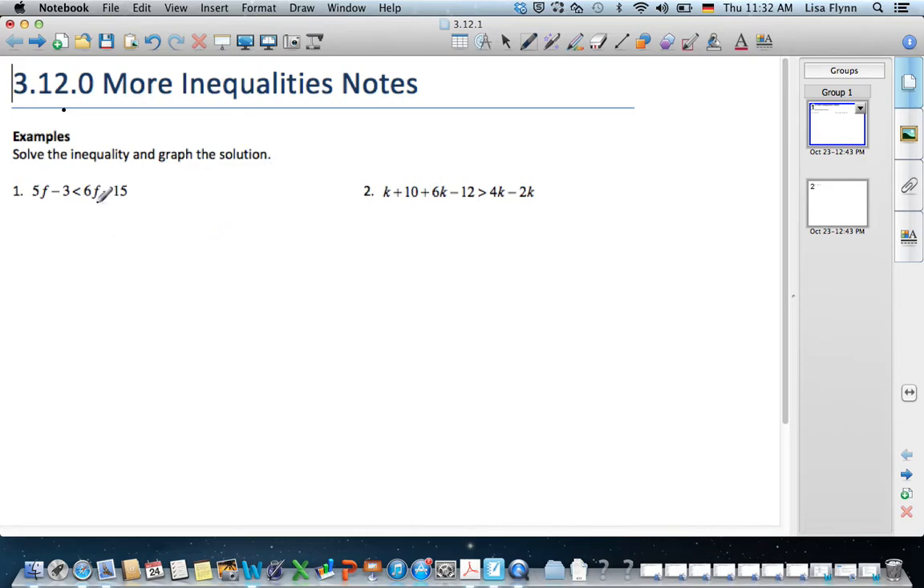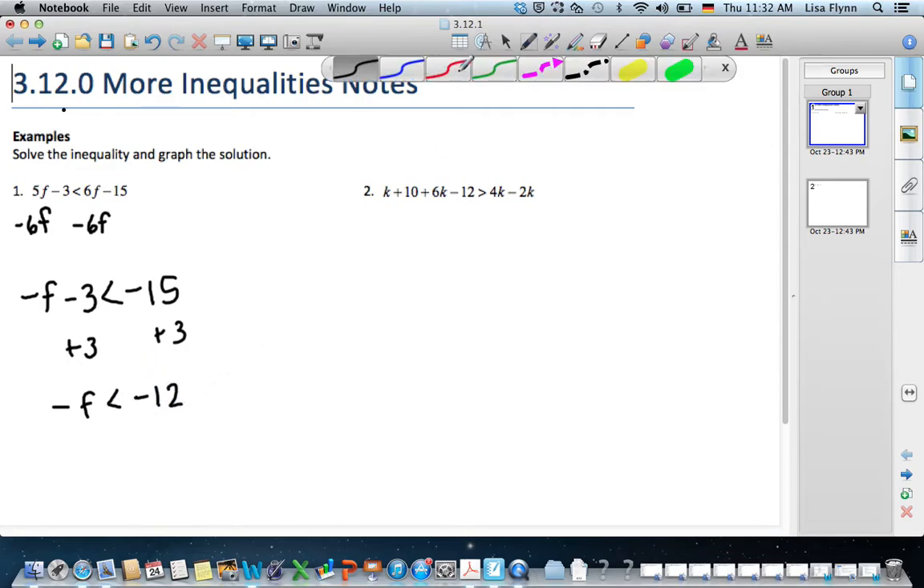I'm just going to choose to subtract 6f from this side. If I subtract 6f there, I'll subtract 6f here. So on the left, I end up with minus f minus 3 less than minus 15. Now I'll add 3 to this side, add 3 to this side. I have negative f is less than negative 12. Good. Now, how do you get rid of this negative in front of the f?